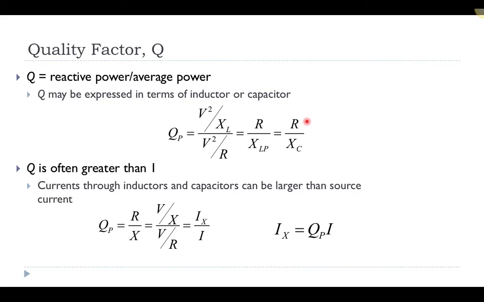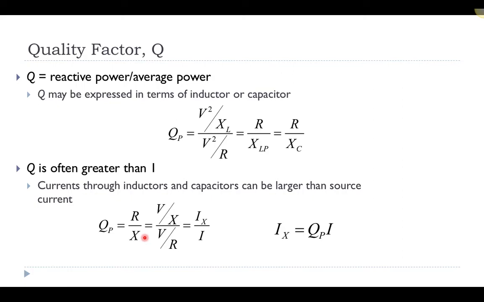So the quality factor can be written as the resistance over the reactance of the components. You'll have a high quality factor for parallel if the resistance in the circuit is large compared to the reactance. The quality factor is often bigger than 1, and it is also related to how the magnitude of the currents through the capacitor and the inductor compare to the source. So I can write down that quality factor as the resistance over the reactance.